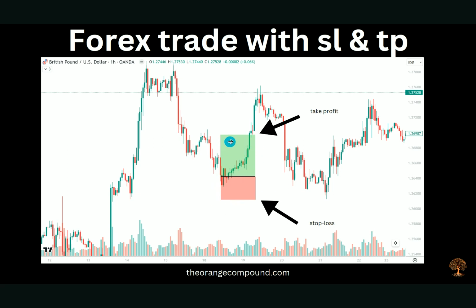Looks a little bit bigger. This one might actually be a 200 pip take profit because I went to this next level. But this is a perfect example of a trade going your way. And once the trade hit the take profit level, your trade was closed and you took profit.